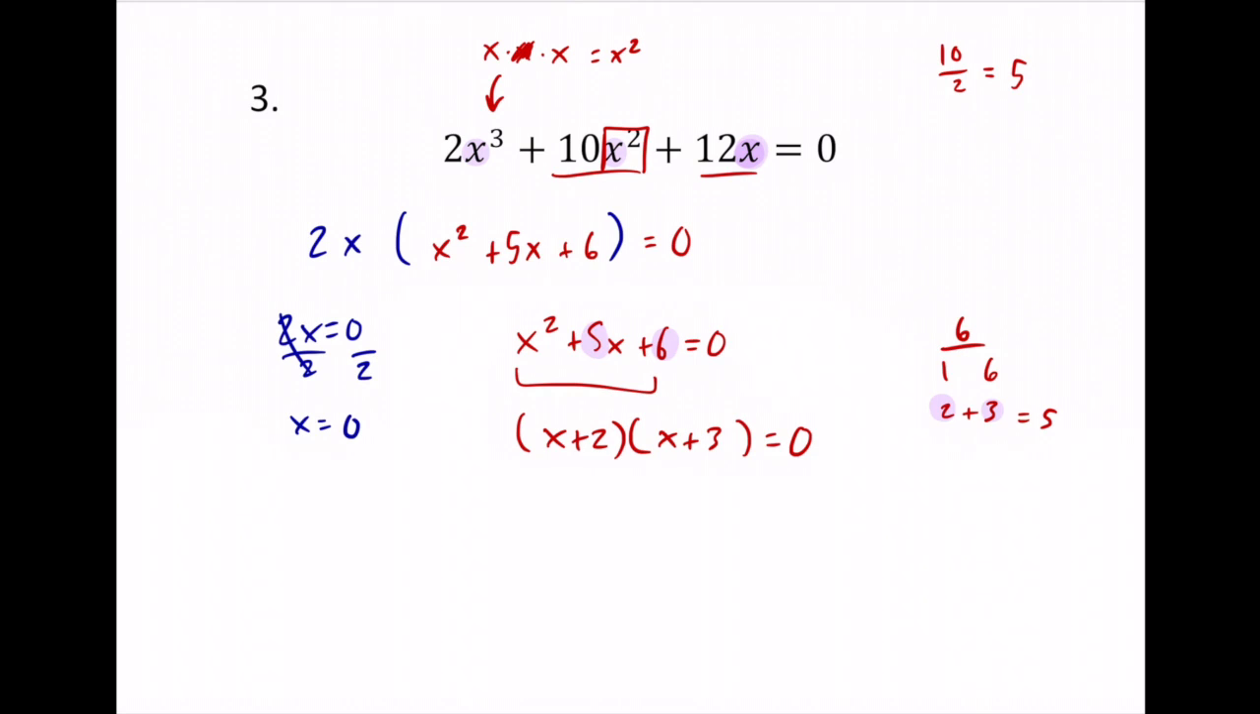Now we take these 2 things and make them equal 0. So x plus 2 equals 0, x plus 3 equals 0. We solve for x. We have x equals negative 2 and x equals negative 3. So we ended up having 3 different answers on this problem.